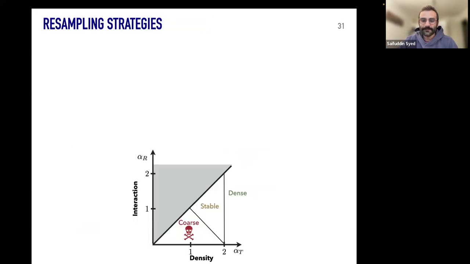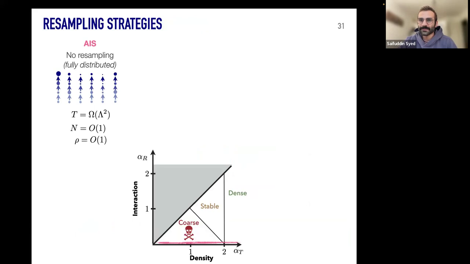So we now have these 3 different regimes. So let's ask what our different resampling strategies look like. Annealed importance sampling, remember, is the case where I have no resampling. So the number of resampling moves that I have does not scale with the number of distributions or the difficulty of the problem. So in this particular case, alpha rho is always equal to 0. So for annealed importance sampling, in order to achieve stability, you need the number of distributions to be on the order of lambda squared. But once you have achieved that stability, you are super efficient.